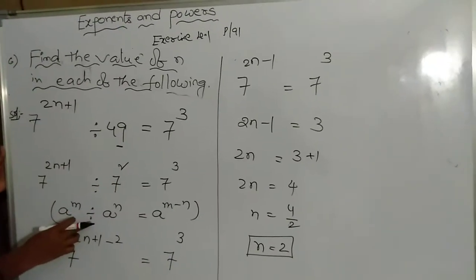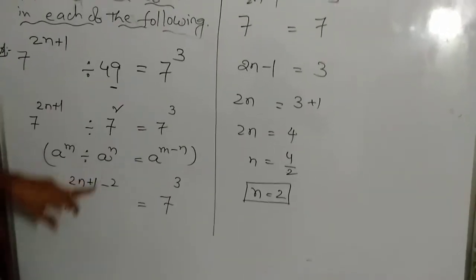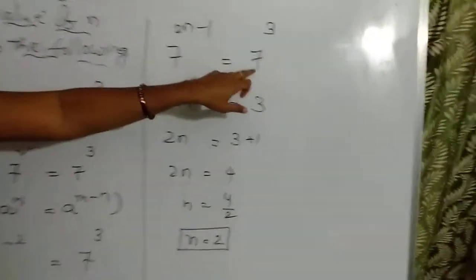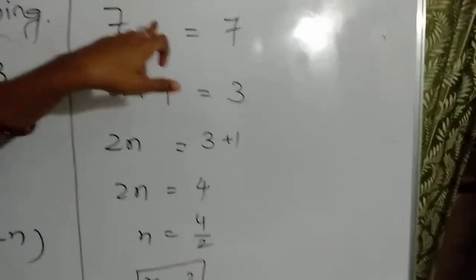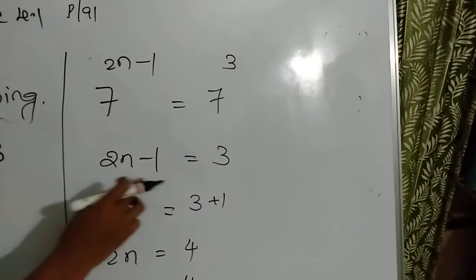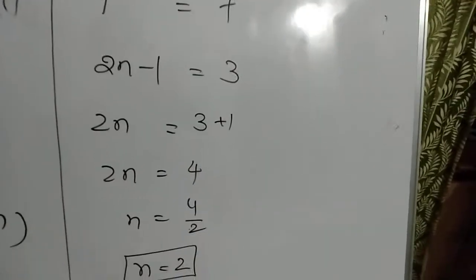By using this law of exponents, it can be expressed as 7 to the power 2n minus 1 is equal to 7 to the power 3. Bases are equal, then automatically exponents are equal. 2n minus 1 is equal to 3. By solving this equation, we get n is equal to 2.